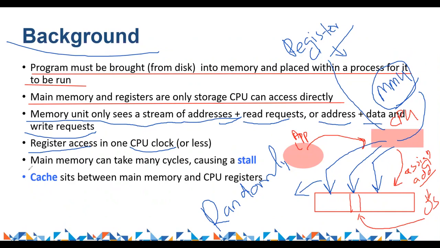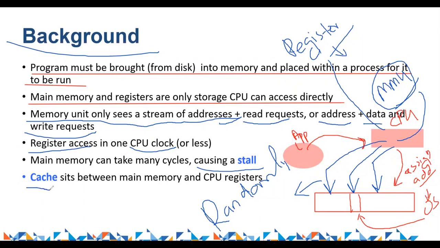Main memory can take many cycles, causing a stall. The main memory will require many cycles. It means that main memory is slower than register memory, so multiple cycles will be required to access a main memory location. And this will cause what? A stall. Multiple cycles will create a stall, while a memory address is accessed from the main memory.